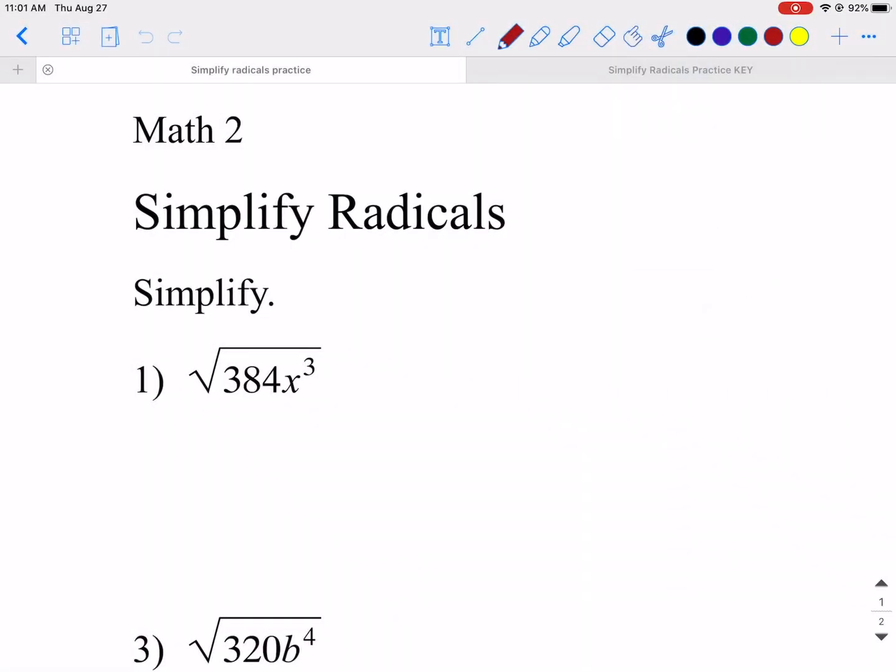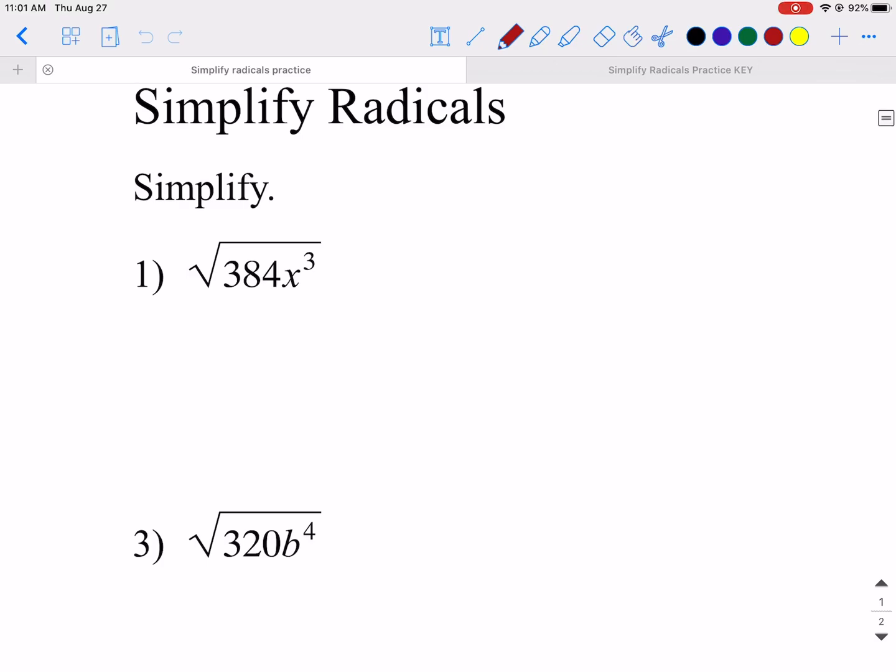Hey, Miss Weatherall here. I'm going to simplify some radicals using variables just to give you a few more practice problems before you actually try solving it. So what I'm going to do here is look for a perfect square. Remember, perfect squares are like 9, 16, 25, so on and so forth. So I'm going to try to find those.